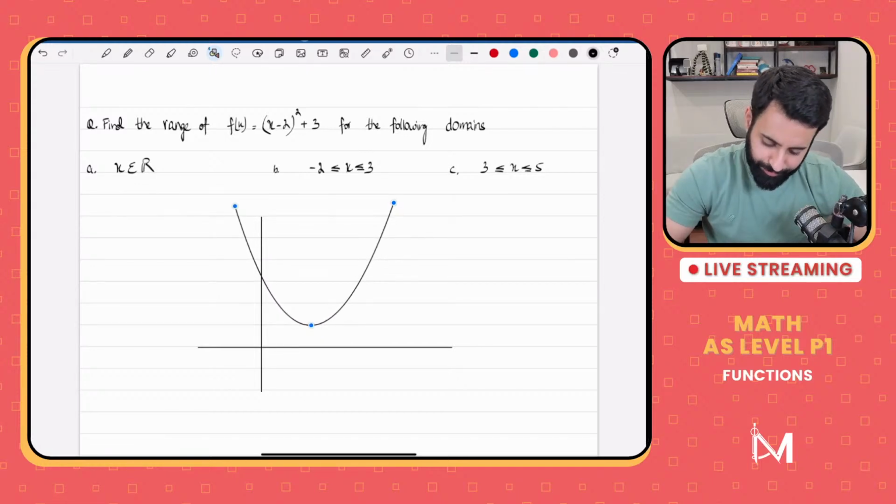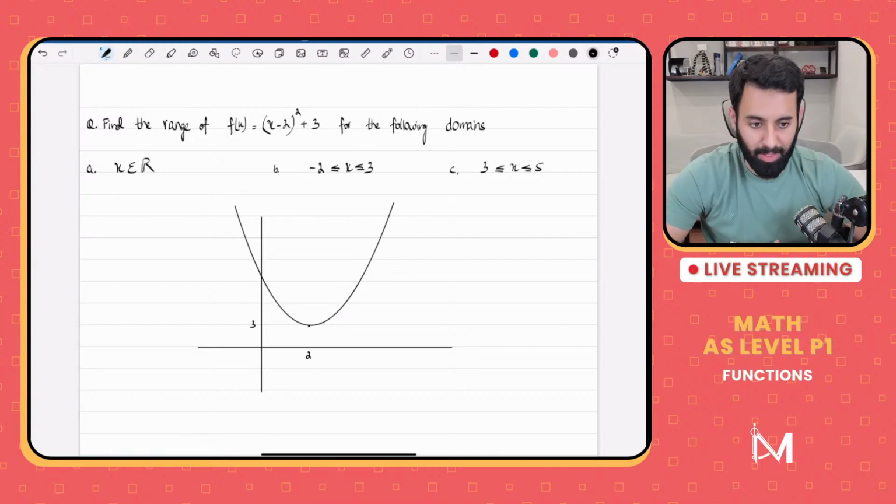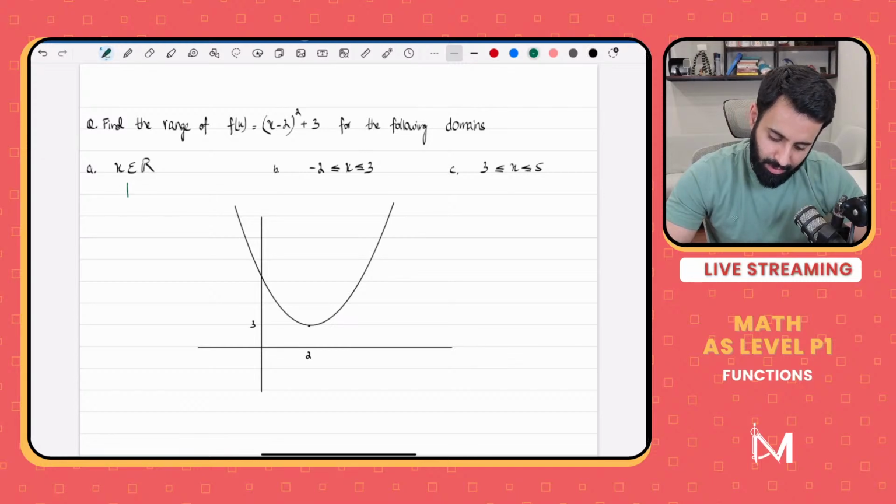Okay, now here is the x-coordinate of the turning point, which is 2. And here's the y-coordinate of the turning point, which is 3. Okay, and by the way, I hope you guys know how to find out the turning point from completed square form. Now, let's say x belongs to the set of all real values.